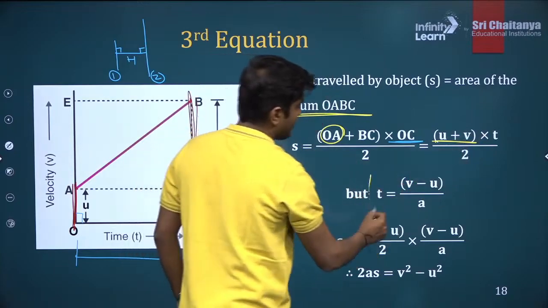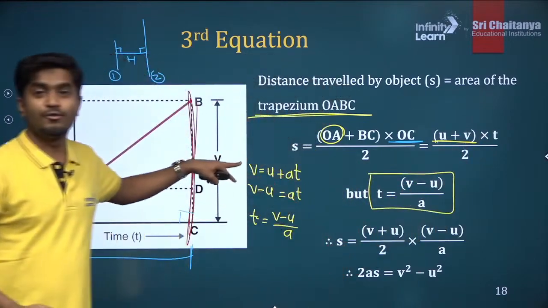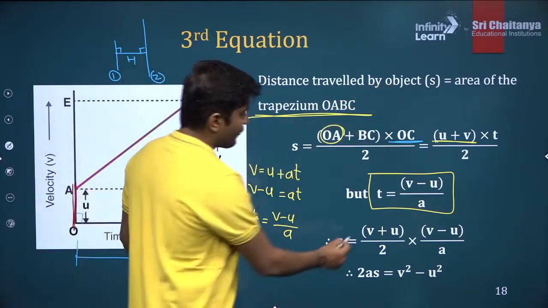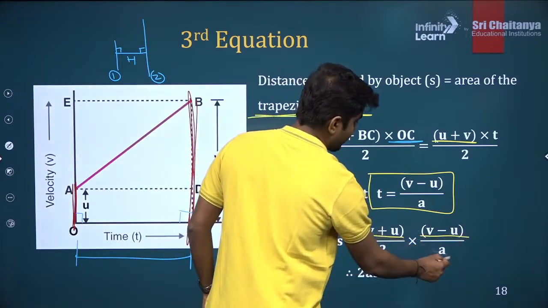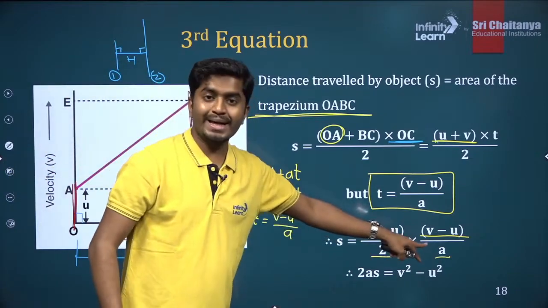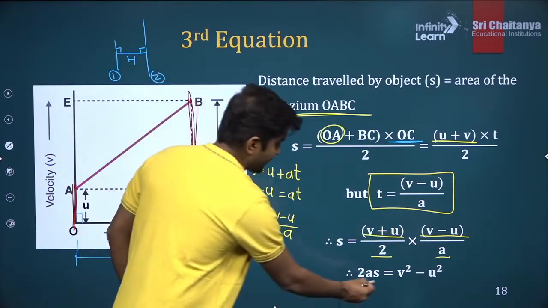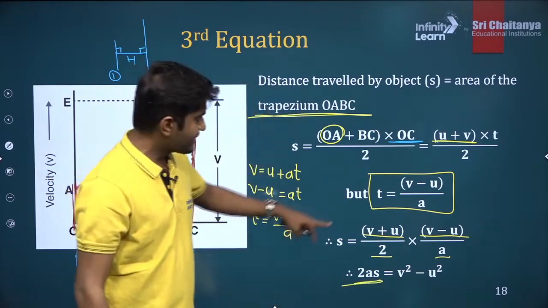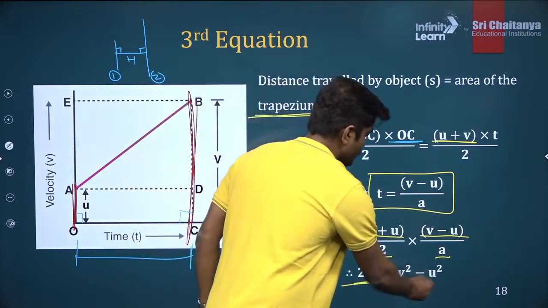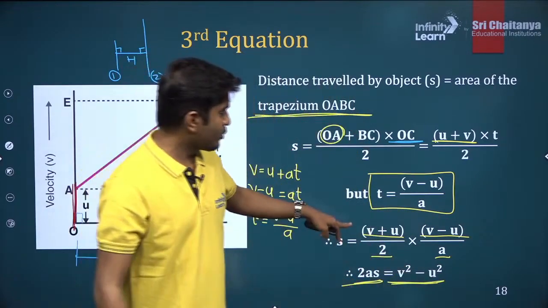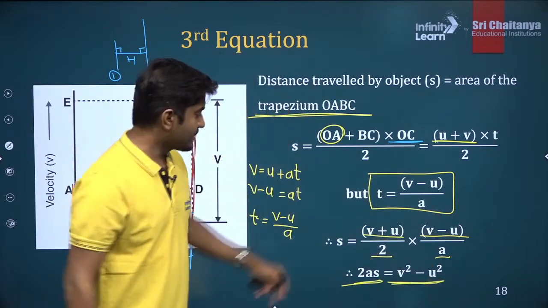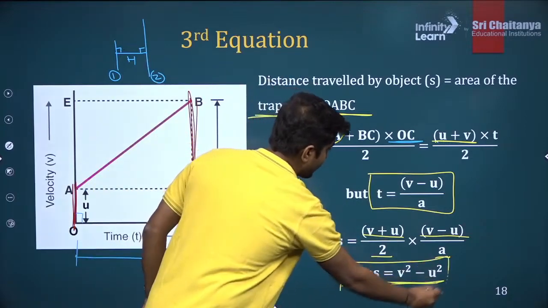So use this formula for time and substitute it in this equation. Time is this value because of the first equation of motion. Substitute it in the earlier equation, you will get V plus U, V minus U divided by A, and here is 2. So rearrange the terms. This 2A multiplied to both sides, so you will get 2AS. And what is V plus U, V minus U? It is simply V square minus U square. In algebra you must have learned this: A plus B, A minus B is A square minus B square. So something similar. So that is our third equation of motion.